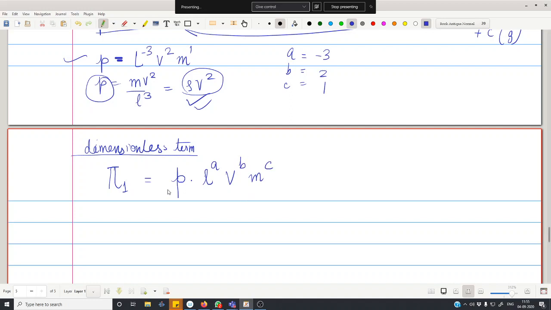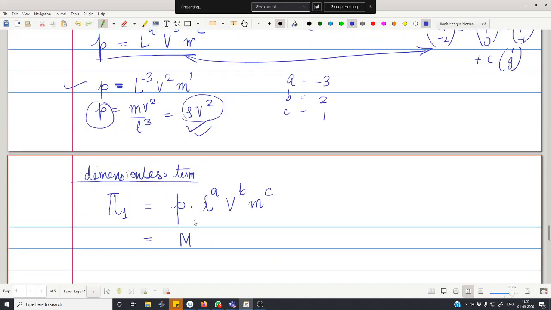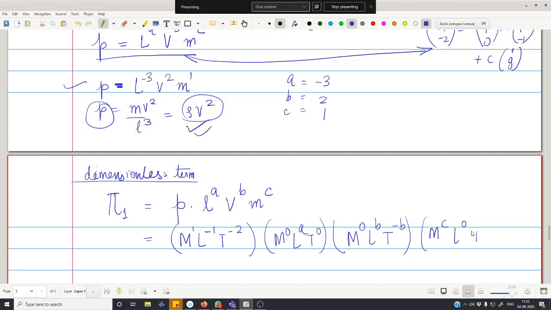In this case, let us write down the whole thing. Dimension of pressure is M L to the power minus 1 T to the power minus 2, multiplied by length to the power A. So what is length to the power A? M to the power 0 L to the power A T to the power 0. What is velocity to the power B? It is M to the power 0 L to the power B T to the power minus B. What is mass raised to C? It is M to the power C L to the power 0 T to the power 0.